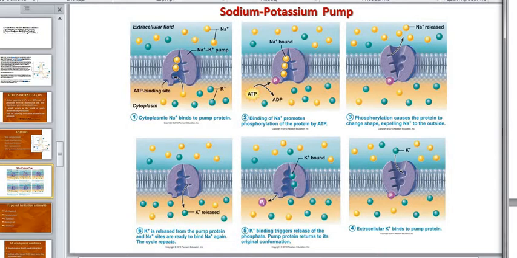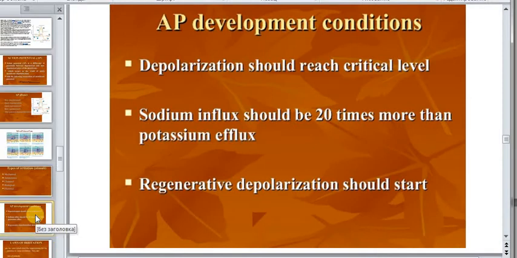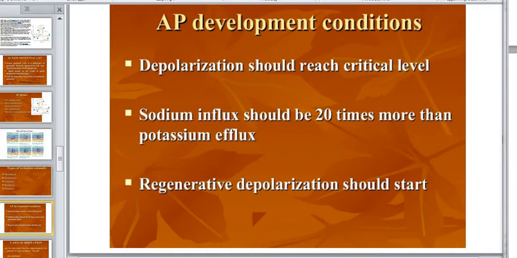The cause can be any stimulus, and different stimuli can move ions inside and outside. It can be mechanical, temperature, chemical, biological, but as usual it is electricity. Electrical signal is the norm signal for all our nervous system, and especially this is generated in neurons. But some conditions are necessary.